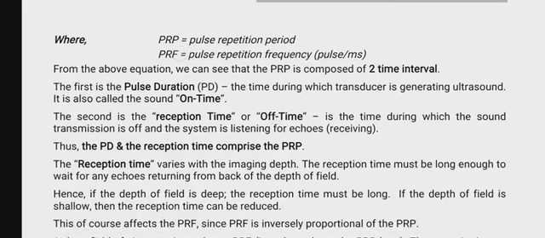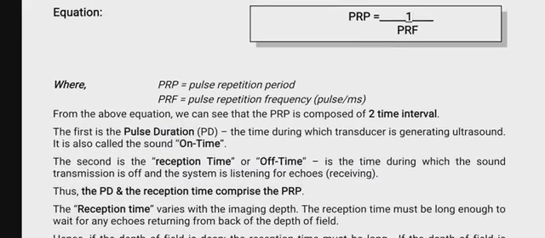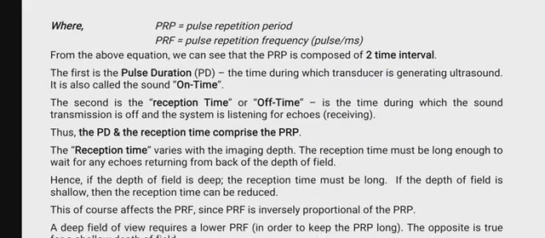From the above equation, we can see the PRP is composed of two time intervals. The first is the pulse duration, PD, the time during which the transducer is generating ultrasound. It is also called the on time. So pulse duration time is the on time. That is when the transducer is actually transmitting ultrasound. Remember, it transmits over 3 cycles of frequency per second.